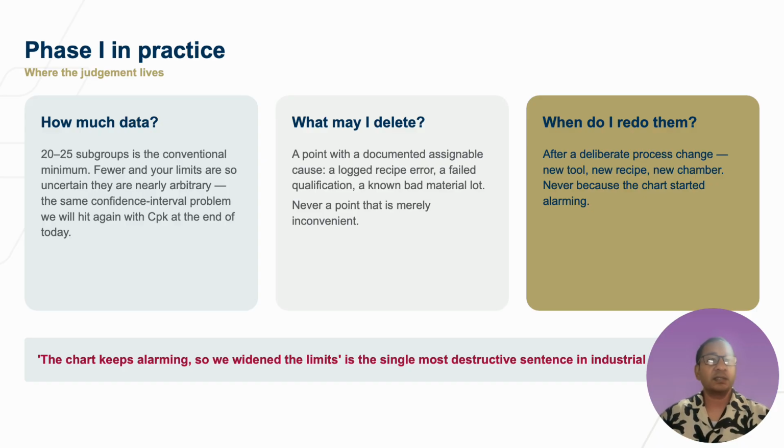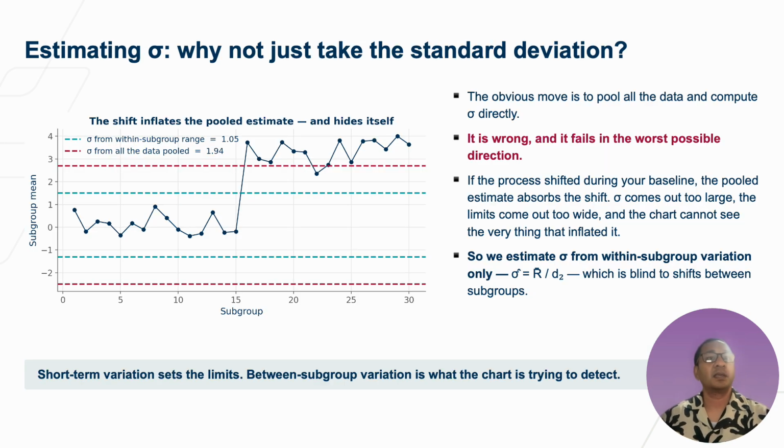It converts a working detector into wall decoration and everybody involved feels they solved the problem. Here is the question that looks pedantic and is not. We need sigma to set the limits. Why not compute just the standard deviation for all the data? Because it is wrong and it fails in the worst possible direction.